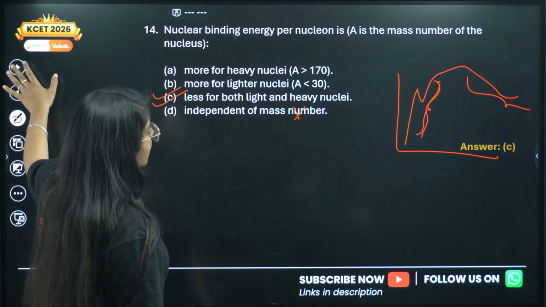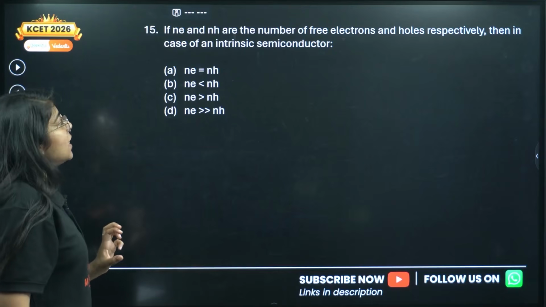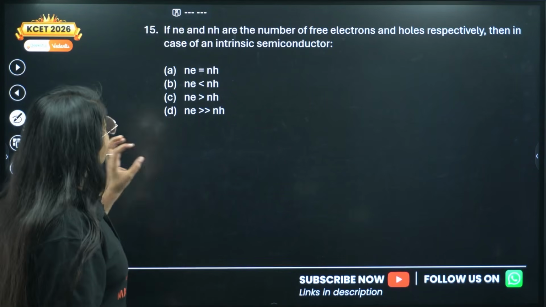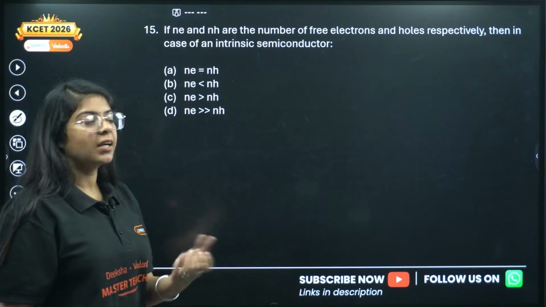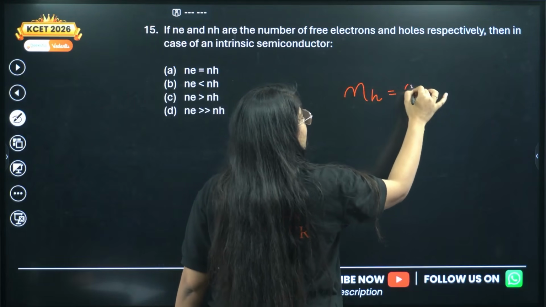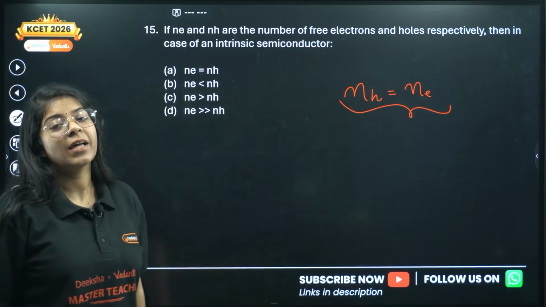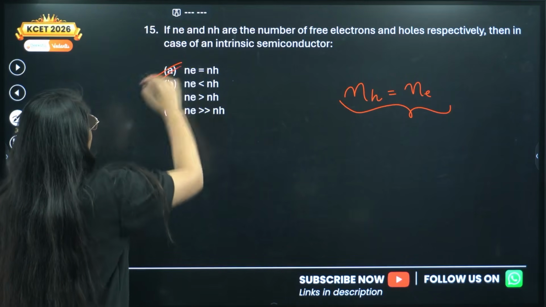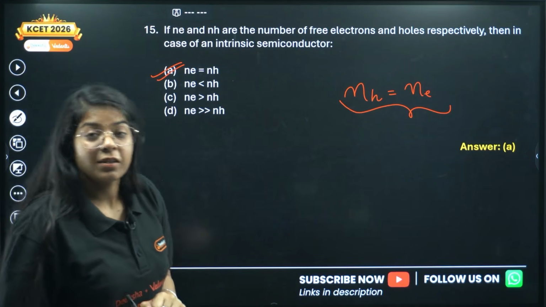Okay, moving on down to the last MCQ, that is, if Ne and Nh are the number of free electrons and holes respectively, then in case of intrinsic semiconductor, very easy. We know the definition of intrinsic semiconductor holds that the number of holes and number of electrons are equal, they are generated in pairs. So there are equal number of holes and equal number of electrons. That is our option number A. So we are done with our MCQs. Moving towards the fill in the blanks.